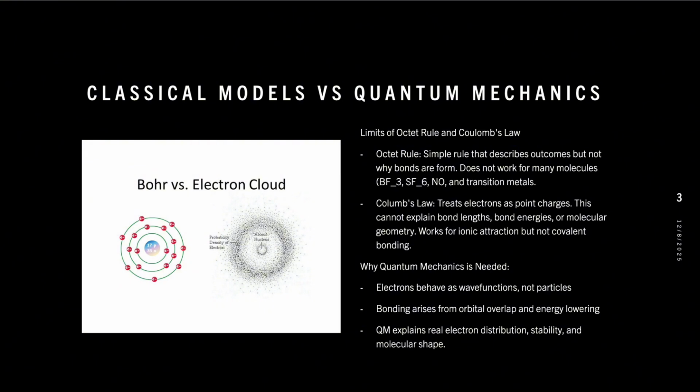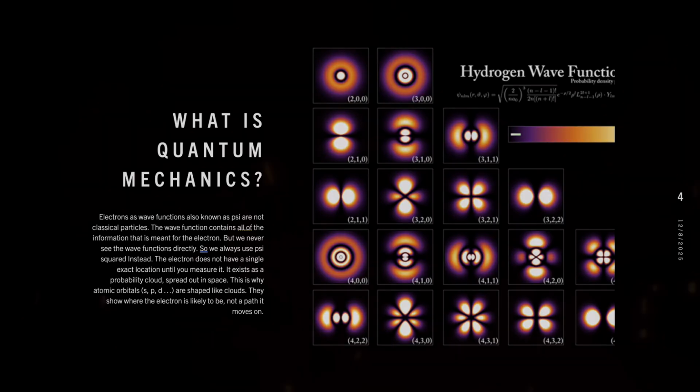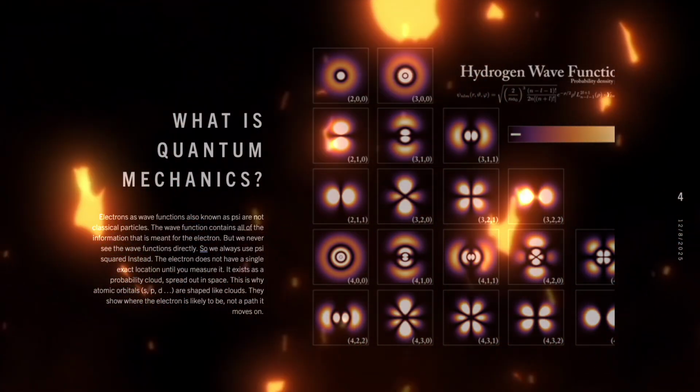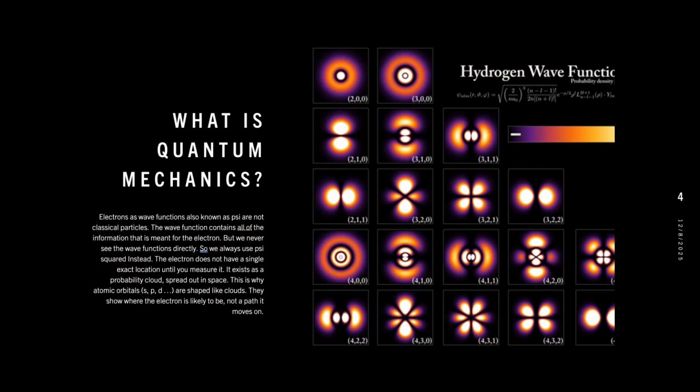Quantum mechanics explains electrons as wave functions, not particles. Bonding happens when wave functions overlap and lower energy by increasing electron density between nuclei. Quantum mechanics explains true bond origins, bond strength, bond length, and molecular shape, things that classical models cannot. What is quantum mechanics? Electrons as wave functions, also known as psi, are not classical particles, but the wave function contains all the information about the electron.